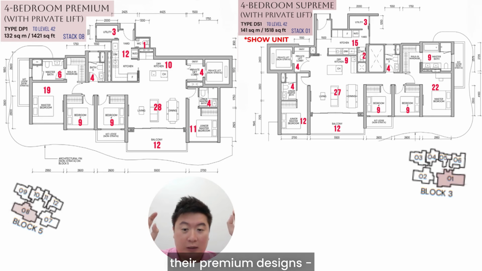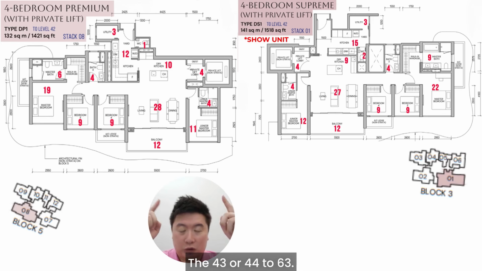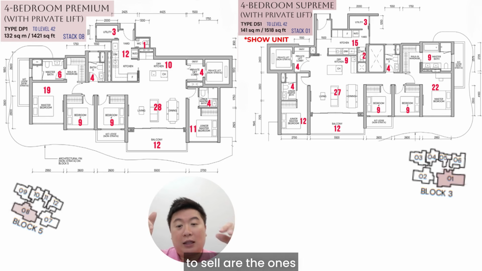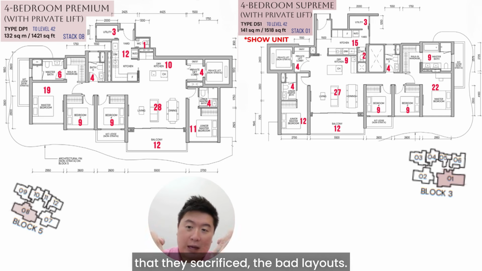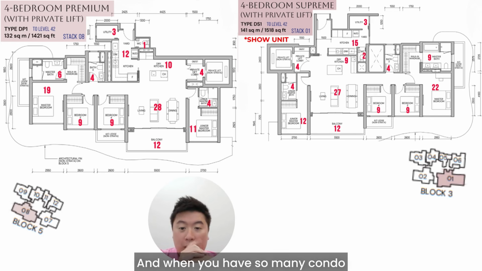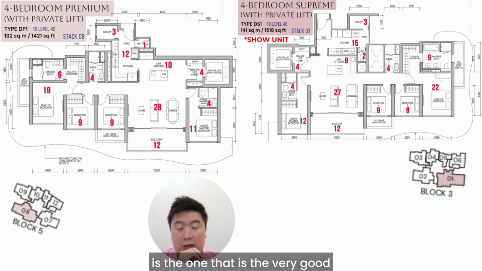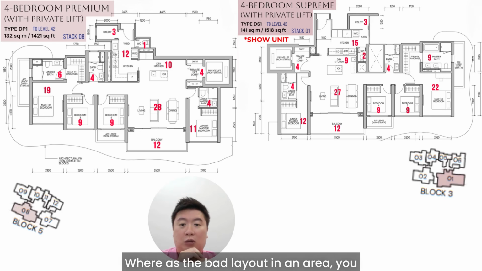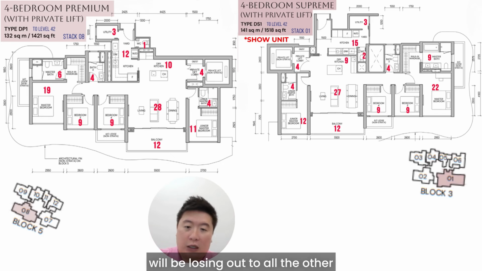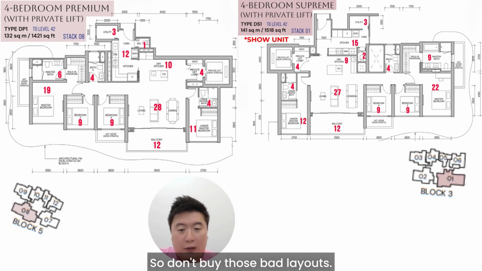In fact, they sold out all their 4 and 5 bedroom that were higher level. They fully sold out their premium design, the 43 or 44 to 63. The ones that they did not manage to sell are the ones that they sacrificed, the bad layouts. And when you have so many condo projects here, buying a bad layout is very, very damaging. And I think when I did my previous Penrith video, Queen's Peak is a very good example of this, where the bad layout in an area, you will be losing out to all the other projects. So don't buy those bad layouts.